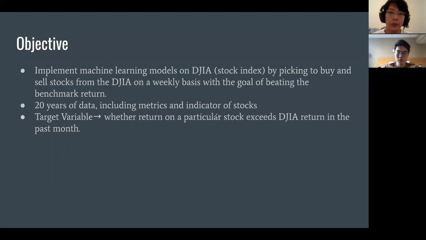So our objective is to use the data provided by the Dow Jones, and we will use the metrics and the indicators out of the 20 years of data starting from 1999 to 2019, and we will compare our results with the benchmark return provided by the Dow Jones Industrial Average. And if it exceeds the benchmark, then we could probably mark that stock as successful.